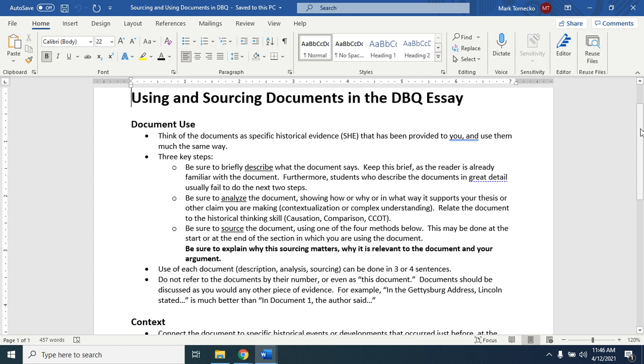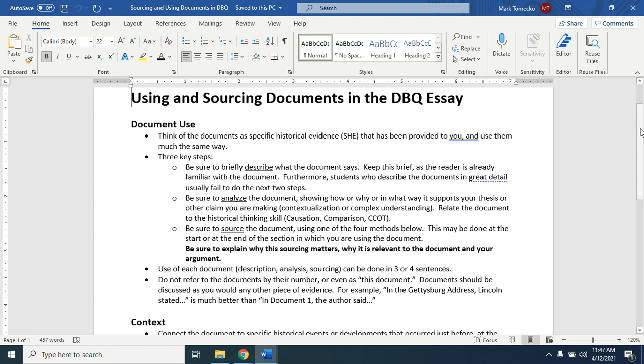Then you want to make sure that you're analyzing the document. You're showing how or why it's supporting your thesis. Now, I have in parentheses there, contextualization or complex understanding. It's possible that you're using a document in one of those parts of your essay, particularly in the complex understanding. Contextualization, I don't want to make that a rule, but you really shouldn't have the documents in your contextualization because remember, contextualization is something that happened before or follows, or something seemingly unrelated to the essay, but nonetheless important to understand it.